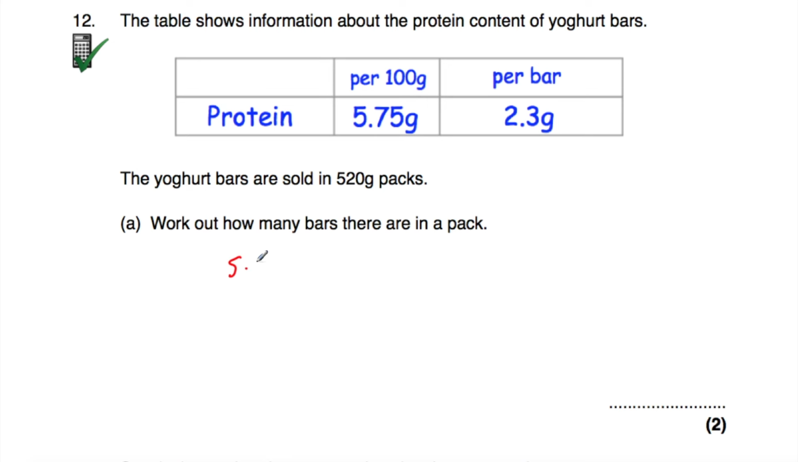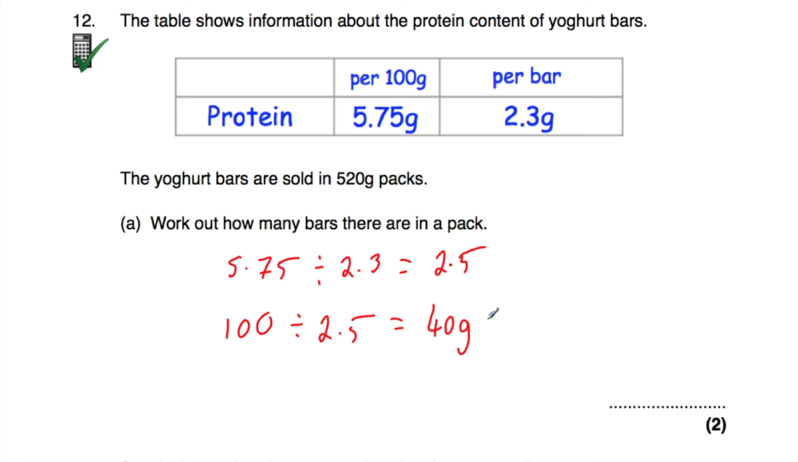So if we take the 5.75 and divide it by 2.3, that's equal to 5 over 2, or 2.5. So there's 2.5 yogurt bars in every 100 grams, because if you eat 2.5 of the yogurt bars, that'll be 5.75 grams of protein, or 100 grams. So if we take the 100 grams and divide that by 2.5, that'll tell us the mass of one of the bars. So 100 divided by 2.5 is equal to 40. So that means that each bar weighs 40 grams.